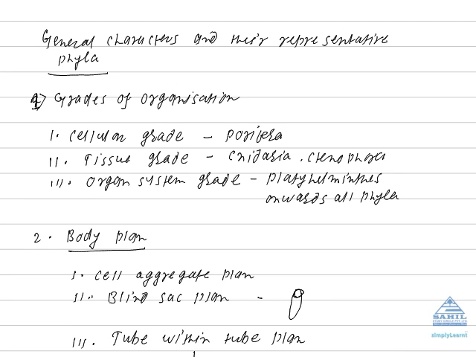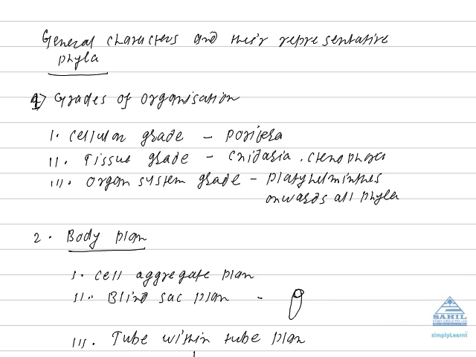Now, the next topic is general characters and their representative phyla. The first character I am going to discuss is grades of organization. We can divide the entire phyla of the animal kingdom on the basis of grade of organization. It has three grades: cellular grade, tissue grade, and organ system grade. Cellular grade includes the members of Porifera, which have multicellular body organization, but tissue is not formed. This is the simplest grade in the animal kingdom.